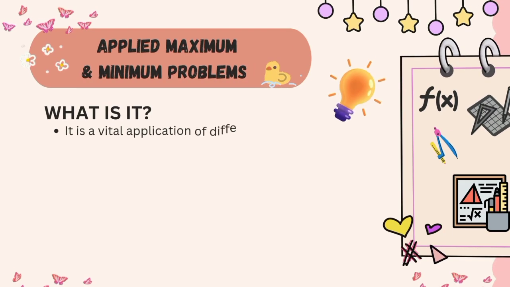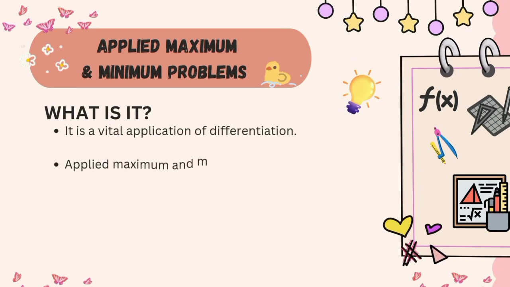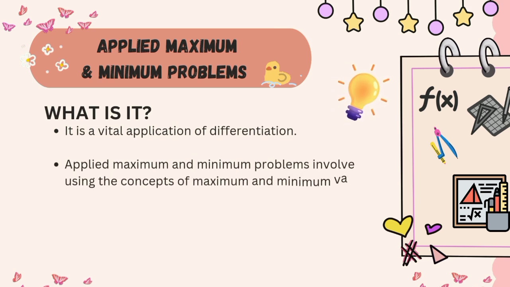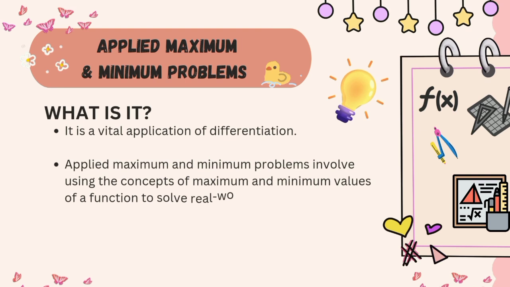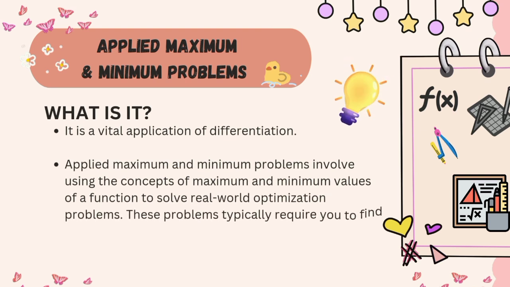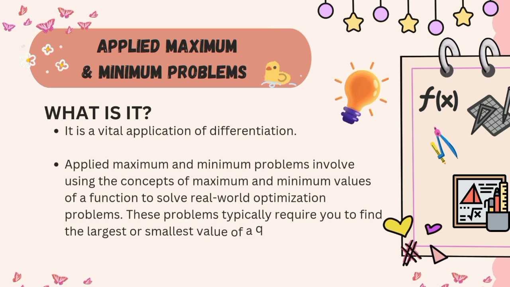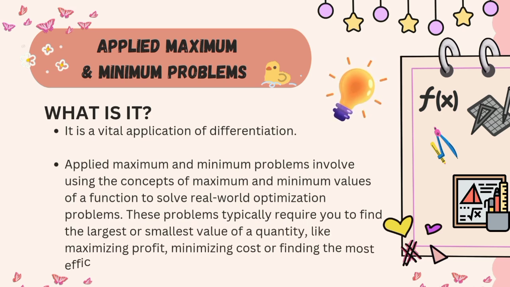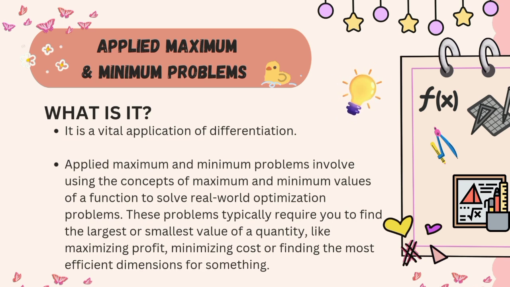Applied maximum and minimum problems. Applied maximum and minimum problems are a vital application of differentiation. They involve using the concept of maximum and minimum values of a function to solve real-world optimization problems. These problems typically require you to find the largest or smallest value of a quantity, like maximizing profit, minimizing cost, or finding the most efficient dimensions for something.